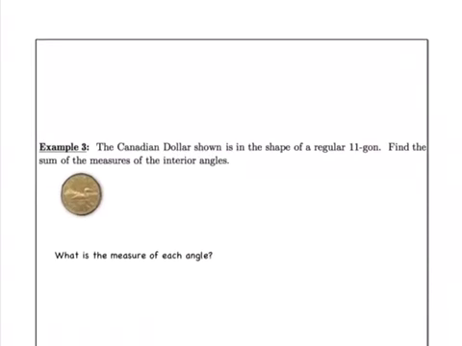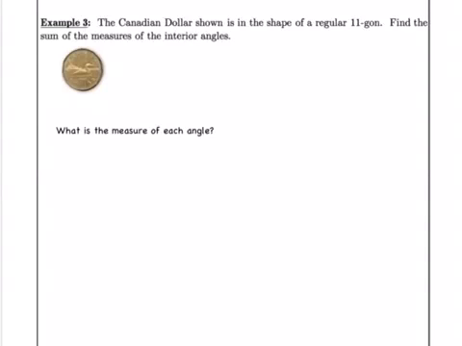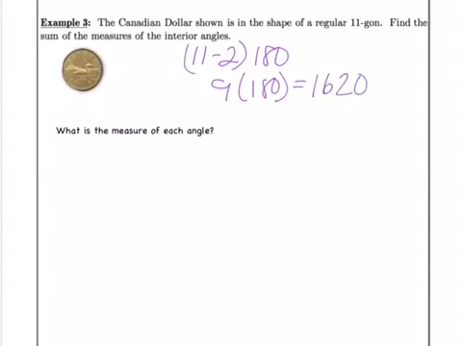Looking at example number 3, the Canadian dollar is shown in the shape of an undecagon. Find the measures of the interior angles. So if I'm doing this, we have to find the sum of the interior angles. I'm going to take the number of sides, which is 11, minus 2, times 180. And when I do that, I get 9 times 180, and that gives me the total sum of 1,620. So that's all the angle measures together.